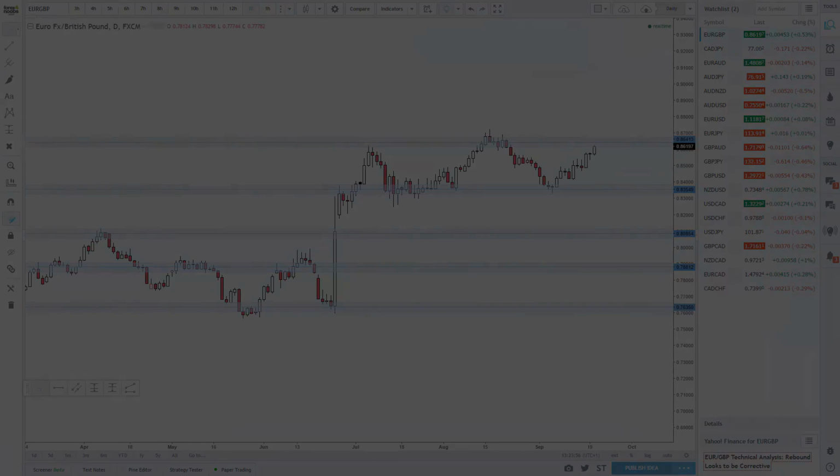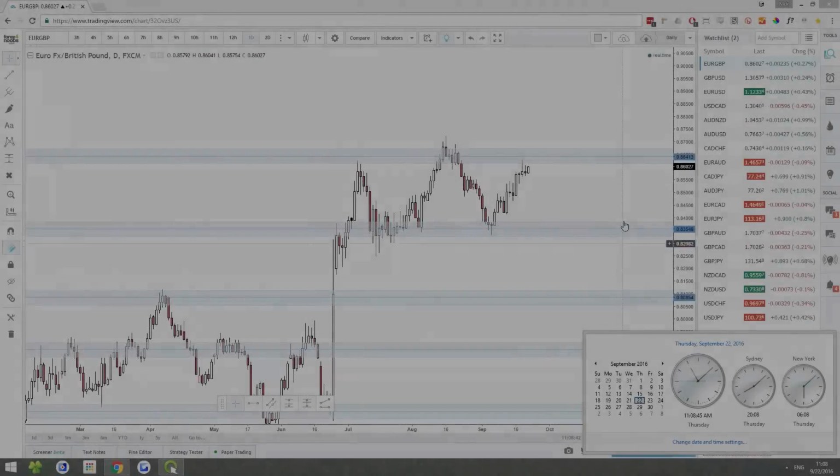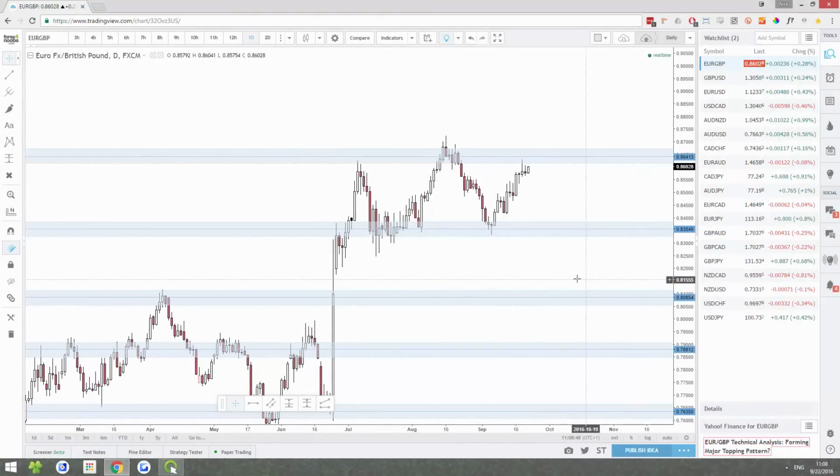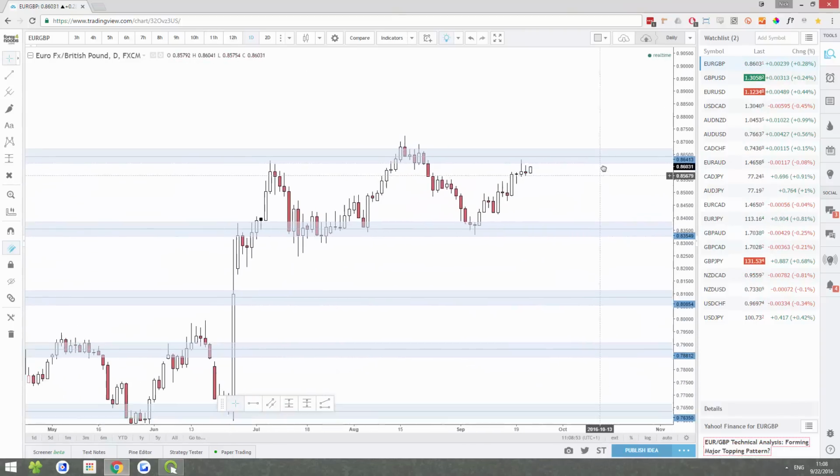Anyway, enjoy the analysis. Today is Thursday, the 22nd of September 2016, and the time is 11:08 here in the UK. You're looking at a Euro GBP daily chart, and let's get started with the analysis.